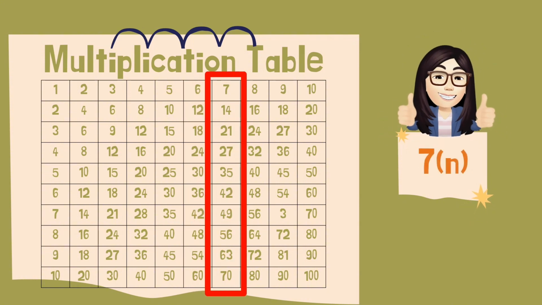It's the same in 7, 14, 21, 28, 35, 42, 49, 56, 63, 70. In this sequence, it adds 7 to the next term. So the nth rule is 7 times n.